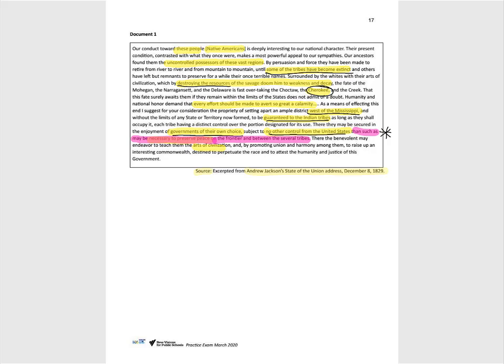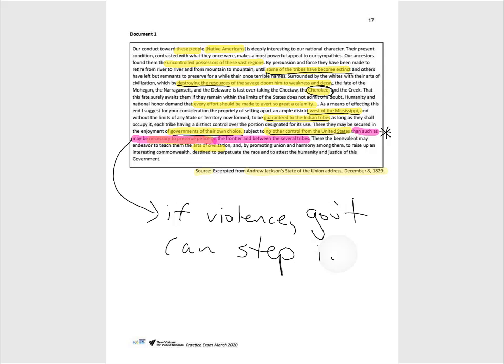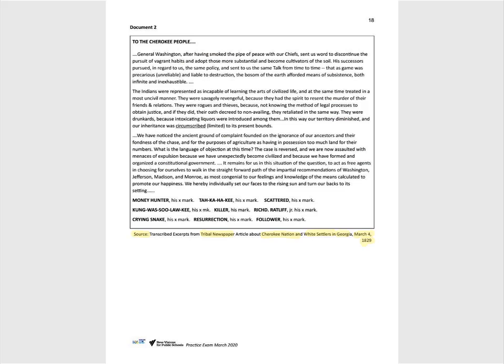This is sneaky language. This is saying, essentially, if there's violence, the government can step in. And you know what? Be even more specific than that, the U.S. government, because he says up here they can have governments of their own choice. Now let's go and analyze the second document. This, make note of the fact, was before Jackson's State of the Union address. This was from right around the time he would have been taking office.